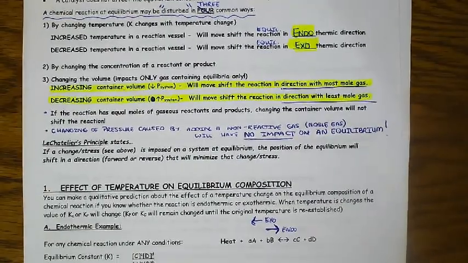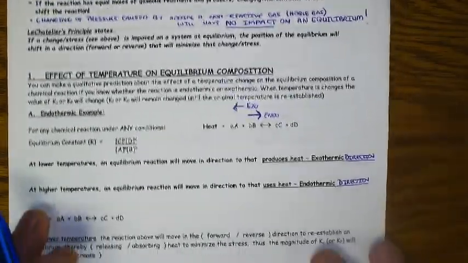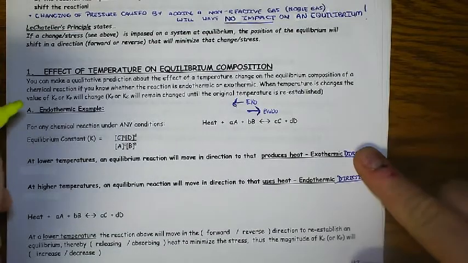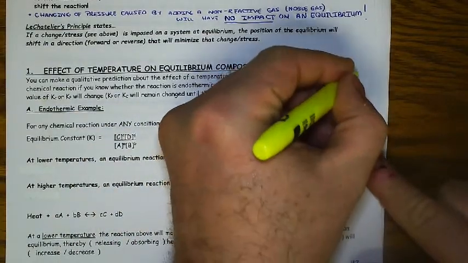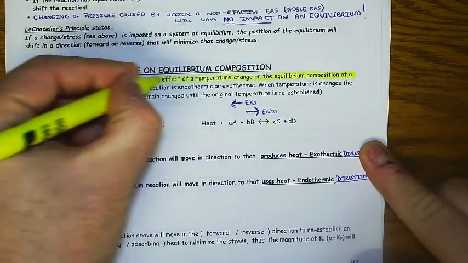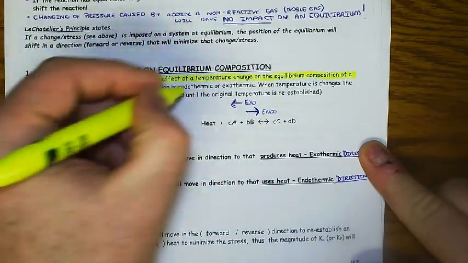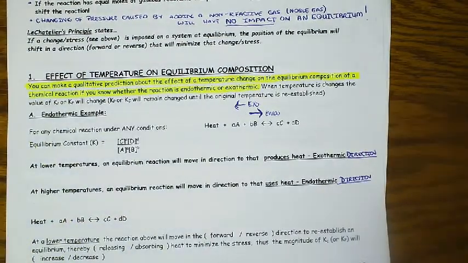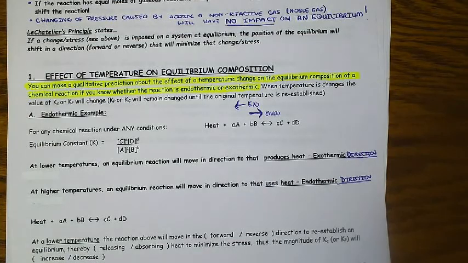Let's just jump right into it: the effect of temperature on an equilibrium composition. You can make a qualitative prediction on the effect of a temperature change on the composition of an equilibrium if you know the endothermic and exothermic direction of the reaction. All right, so let's take a look.